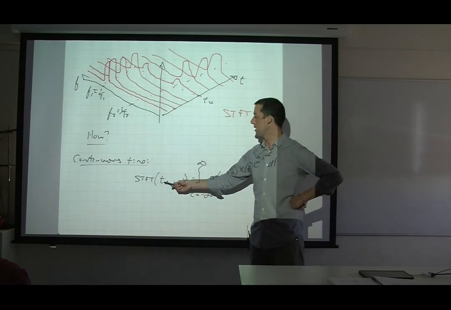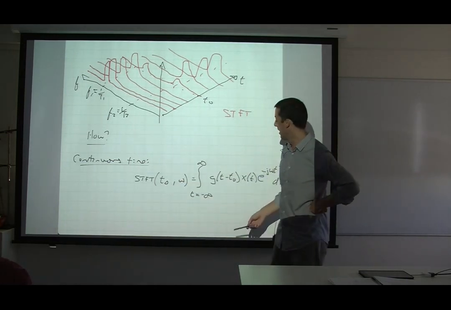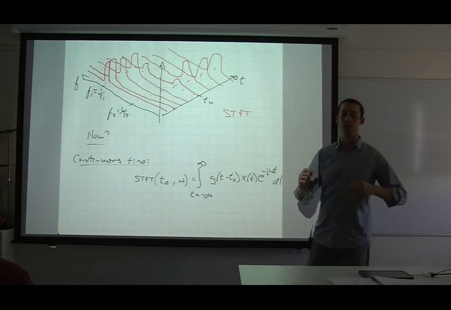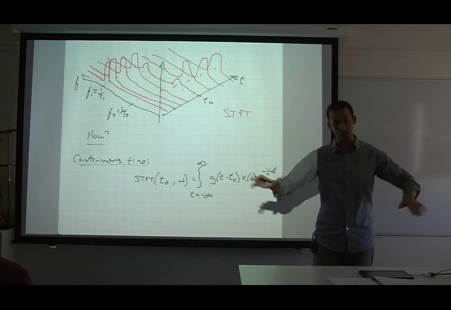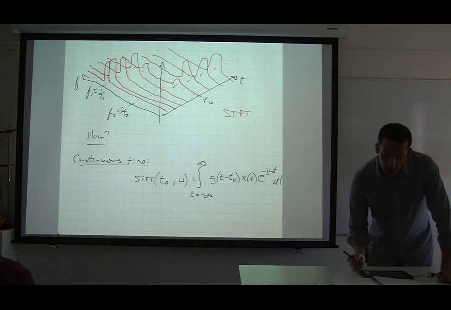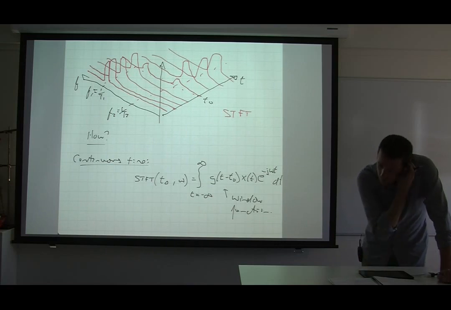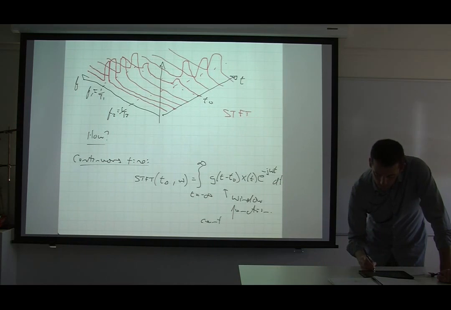So I care about what's happening in the signal at time t sub 0 at the moment. So I'm going to make sure that window is centered on the signal at time t0. And the window is going to have a certain shape, which is that it peaks around the time I care about, and it falls away to zero in other places. So let's draw a picture of that. So this is the window function. It's centered at t equal to t0.